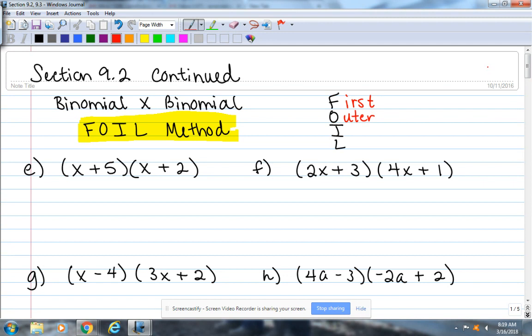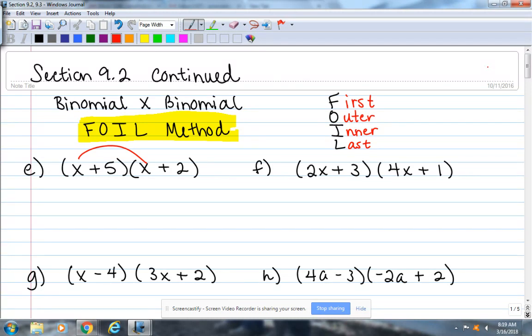I stands for inner. And L stands for the word last. Raise your hand if you've heard of FOIL method before. Anybody? Okay. So FOIL method is the order of the terms you multiply together when you're multiplying two binomials. Okay. So F stands for first. That means you're going to take the first terms in each parentheses and multiply them together.